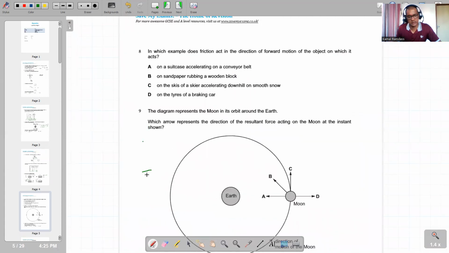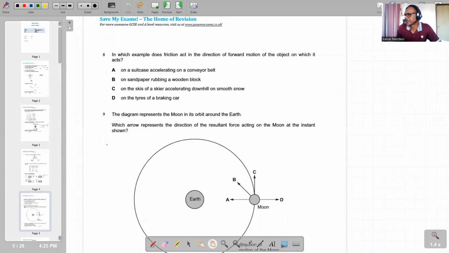Bon, ça question là. In which example does friction act in the direction of forward motion of the object on which it acts? Normalement, friction always opposes motion. Et bien là, il y a un cas spécial, quand friction peut act in the direction of forward motion of the object on which it acts.